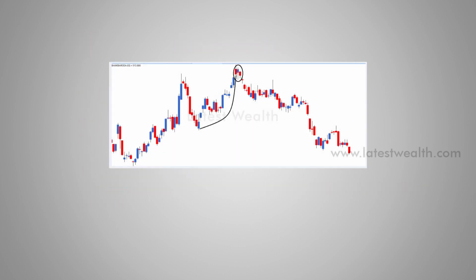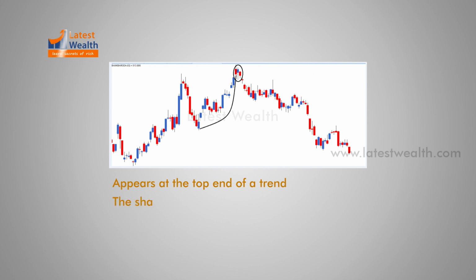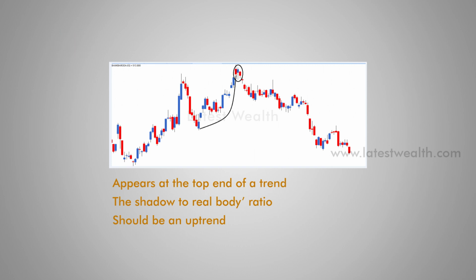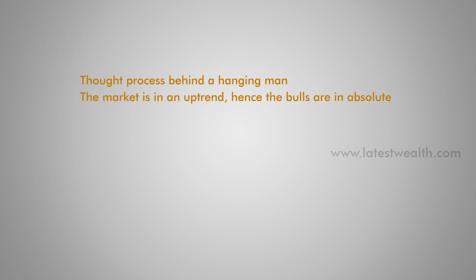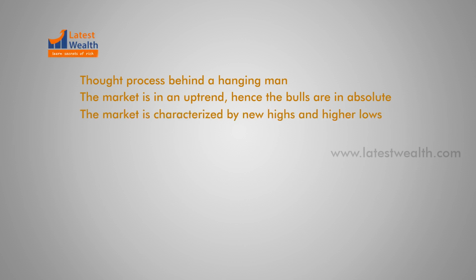This is of Bank of Baroda. Just see here, a hanging man can be of any color and it does not really matter as long as it qualifies the shadow to real body ratio. The prior trend of the hanging man should be an uptrend. Please remember, the hanging man prior trend should be an uptrend. Just look here. The thought process behind the hanging man is as follows. One is, the market is in an uptrend, hence the bulls are in absolute control. That means everybody is bullish and everybody thinks market sentiment is positive. The market is characterized by new highs and higher lows.